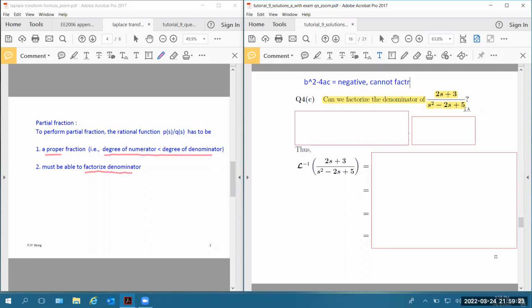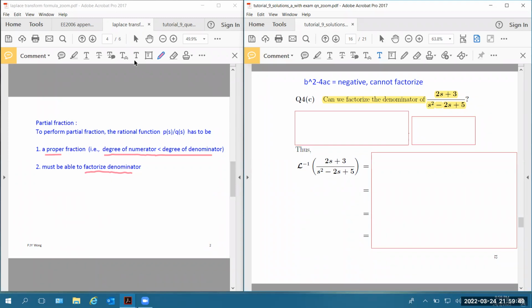Because if you set it to 0, you will get complex roots. So you cannot factorize, just like what your calculator tells you. Therefore you cannot do your plan A, partial fraction. So we go and do plan B, and plan B is called completing the square. Is it okay?